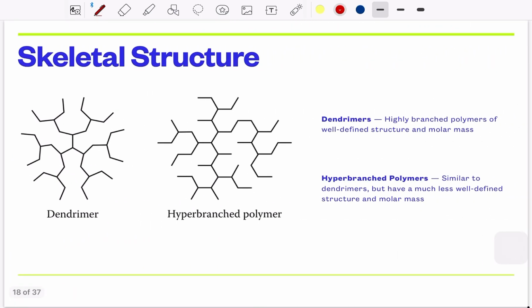Another skeletal structure is what we call the dendrimer. This is a highly branched polymer that is well defined. The structure has a pattern. Like in terms of geometry, the pattern is well defined. And the hyperbranched polymer is randomly defined. They're similar to dendrimers, but not that well defined.